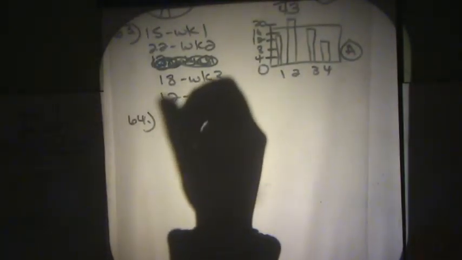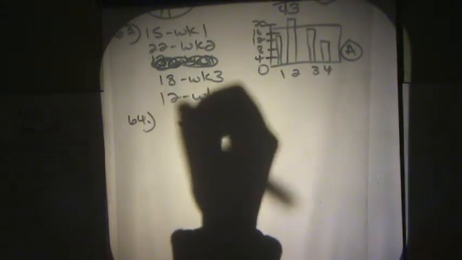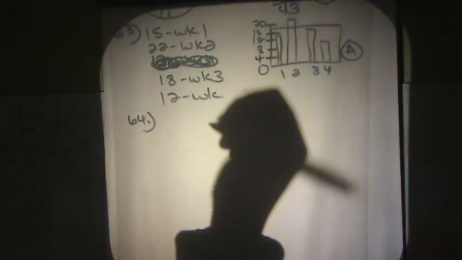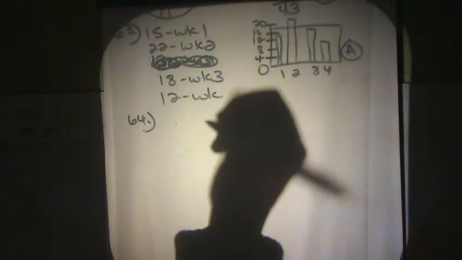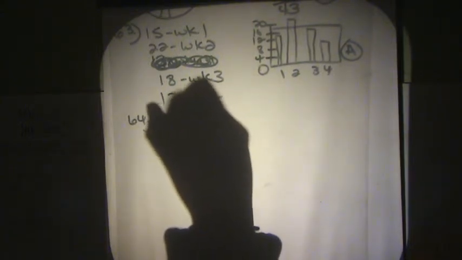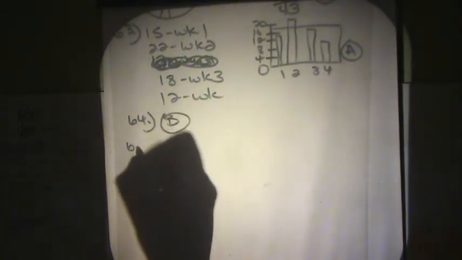64. Which one is the best way to describe this? I need to do a bar graph, so which one do you think is going to be the best way to do this? A bar graph, which is going to be B. 65.